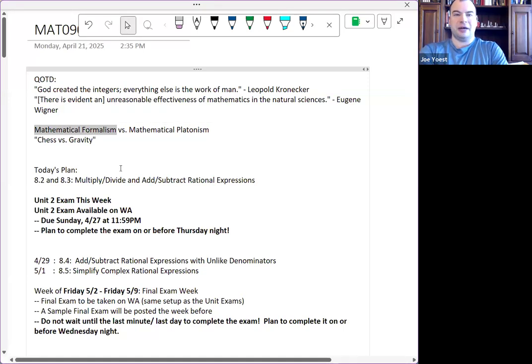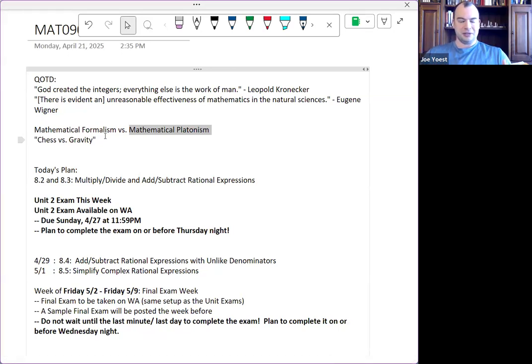And that's really this debate, mathematical formalism. Do humans create mathematics? Is it just a human invention? Or mathematical Platonism, named after Plato, the Greek philosopher, is essentially mathematics somehow inherently embedded in nature to some extent, and we're effectively discovering mathematics.